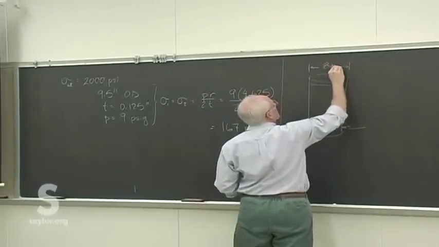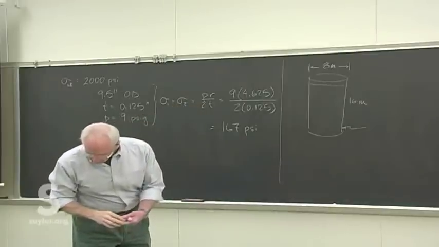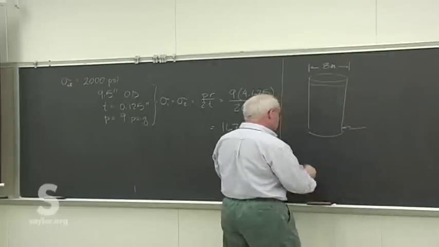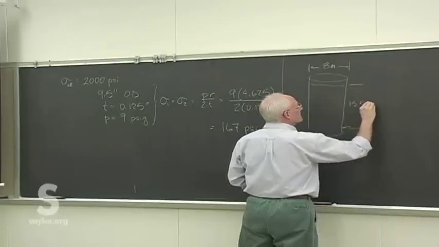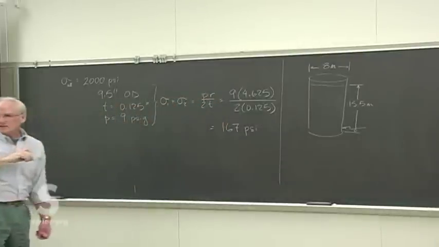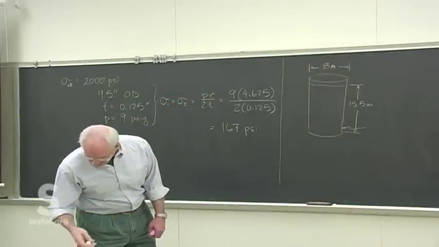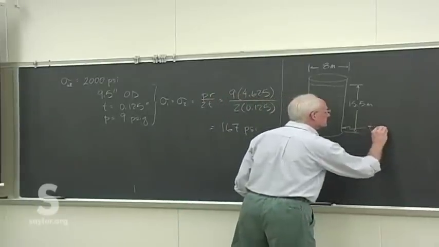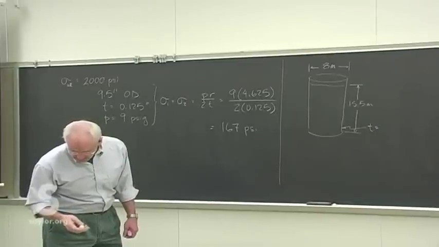So we'll give it an 8-meter outside diameter, a 16-meter height. But we don't need that 16 meter, we'll just use 15.5 meters of fluid. That's what matters. It's the height of the fluid. Unless it is a closed tank and the space above it is pressurized, which could happen if you want the tank to empty quicker, you pressurize the tank to force it out faster.